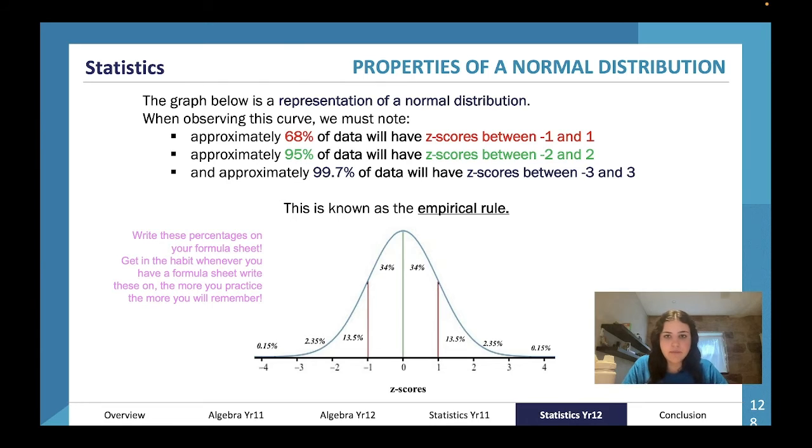So this is what it looks like. It's based on something called the empirical rule. So what this is based on is another concept called Z-scores. So you have to understand these Z-scores.